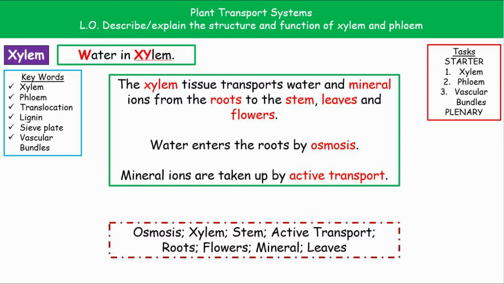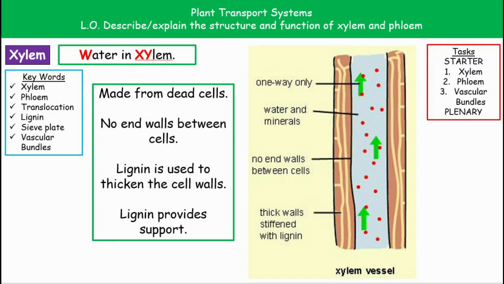We need to know a little bit more about what xylem actually is. So what I've given you on the right-hand side of the screen there is a diagram of the xylem vessel. Now, when you look at it, what you might notice is it looks just kind of like a straw. Remember, we sliced through it, so we don't have the front or the back there.